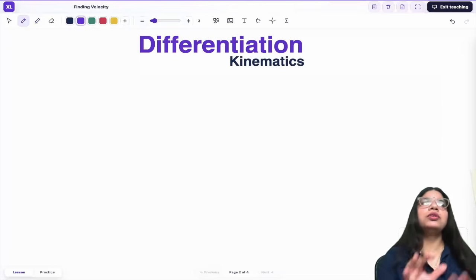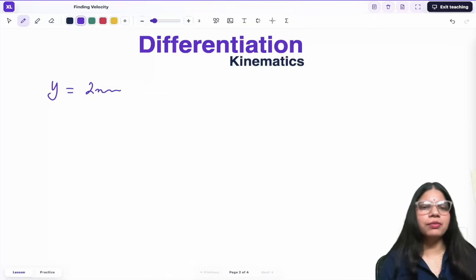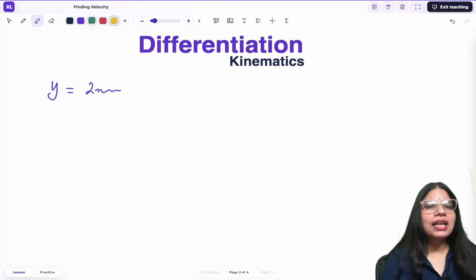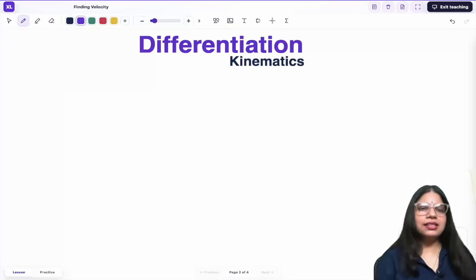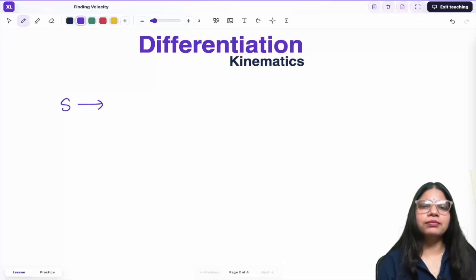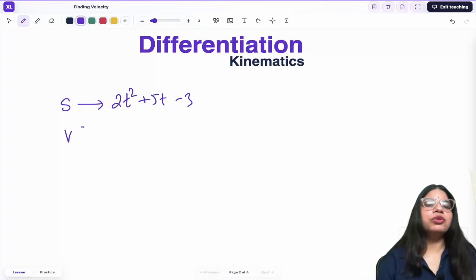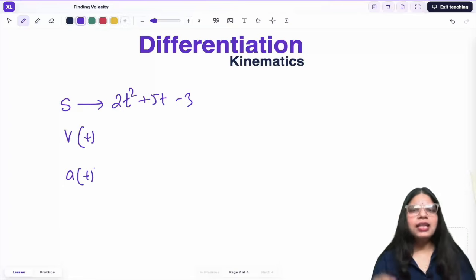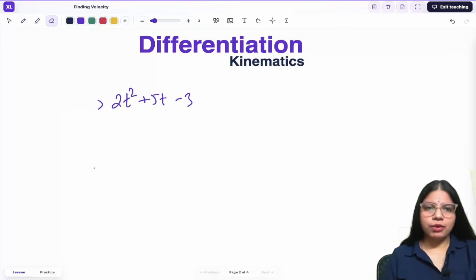Now you will no longer get the equations in terms of y equals something like 2x squared. We will have y and x kind of disappearing. What comes instead? We will be getting s in terms of t. So s would be like 2t squared plus 5t minus 3 or something like that. S will come in terms of t, and we will get v in terms of t, and a in terms of t. So displacement, velocity and acceleration, these are the things that will come into the picture.